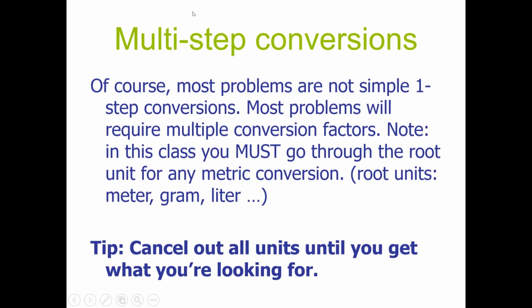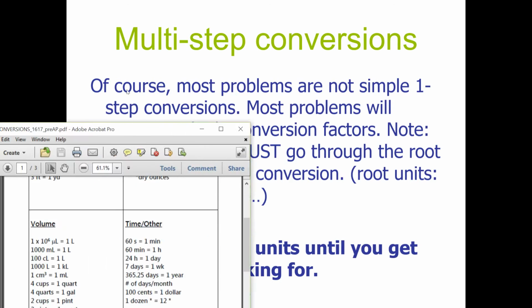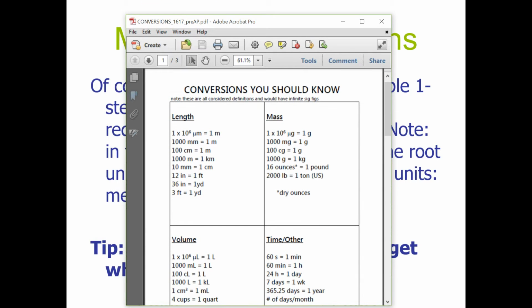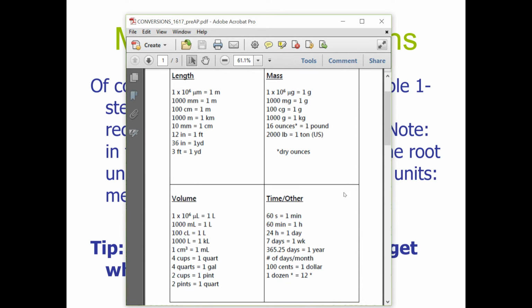Something you want to make sure of when tackling multi-step conversions is that you're fully aware of all of these conversions that you were given prior to starting this unit. So you have to have all of these conversions memorized by test time. It's okay to use it as a reference during class, but by test time, by quiz time, you need to have these down.